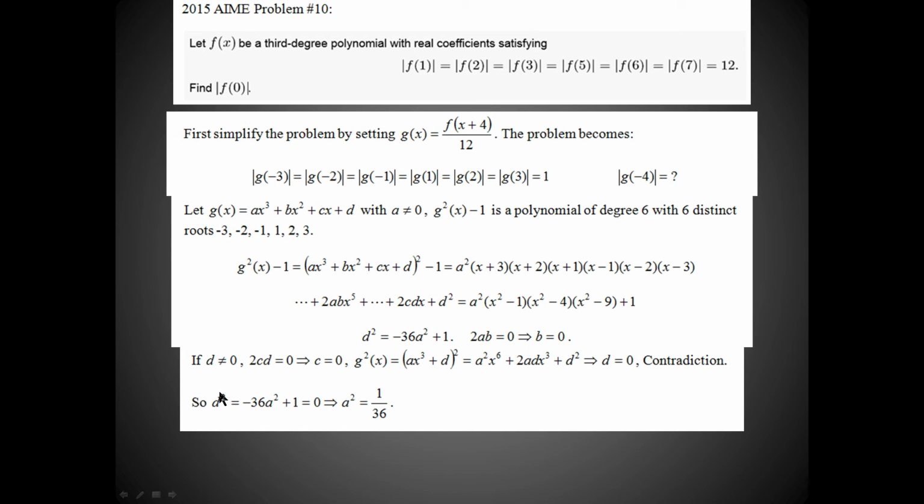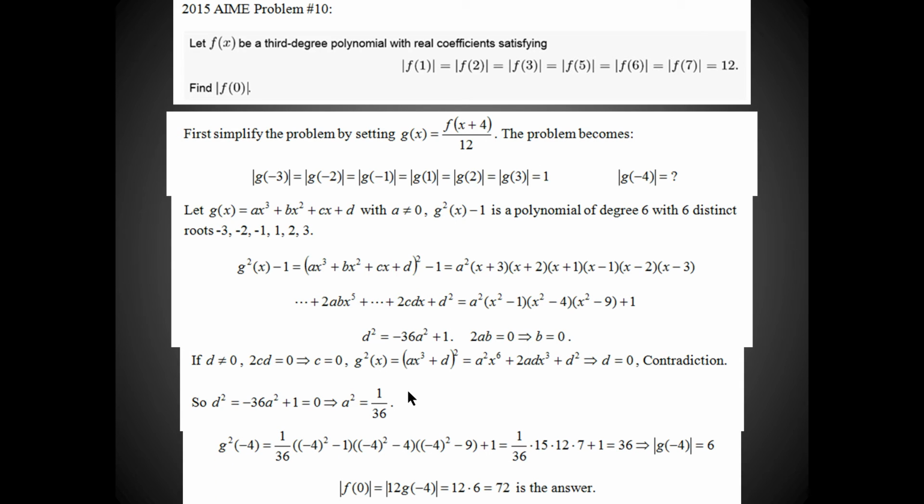So d equals 0, d square is this. So that means a square is 1 over 36. Next, once we find a square, this will be g square x, g square of negative 4. You just substitute x by negative 4 in there. That is 1 over 36, times negative 4 square minus 1, negative 4 square minus 4, negative 4 square minus 9, plus 1. It will be 36.